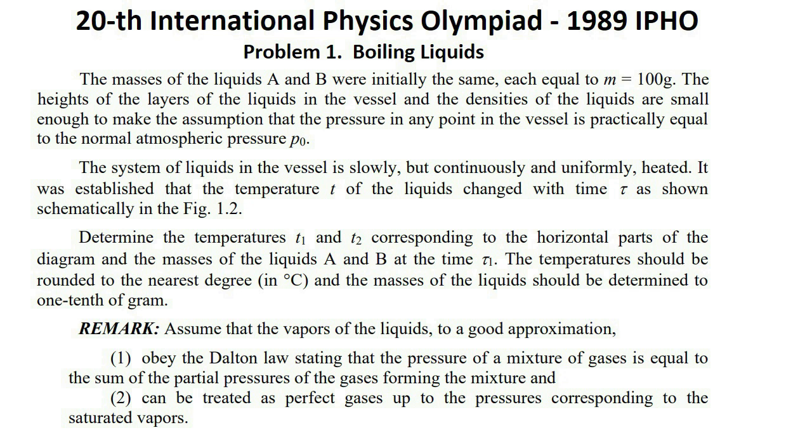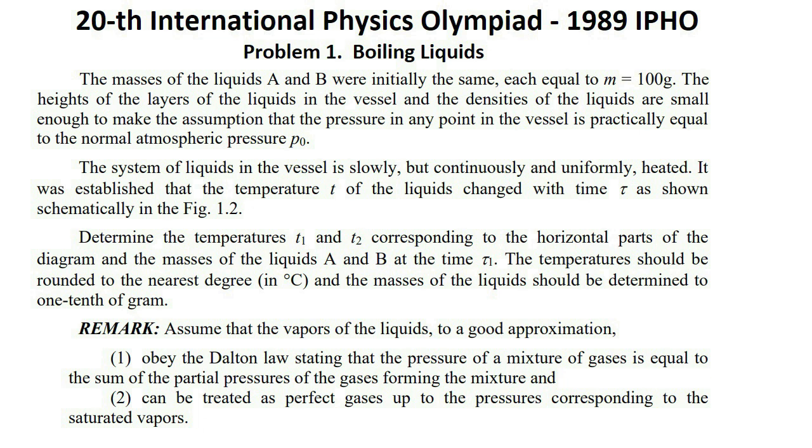The heights of the layers of the liquids in the vessel and the densities of the liquids are small enough to make the assumption that the pressure in any point in the vessel is practically equal to the normal atmospheric pressure P0. The system of liquids in the vessel is slowly, but continuously, and uniformly, heated. It was established that the temperature T of the liquids changed with time tau as shown schematically in the figure 1.2. Determine the temperatures T1 and T2 corresponding to the horizontal parts of the diagram and the masses of the liquids A and B at the time tau 1.